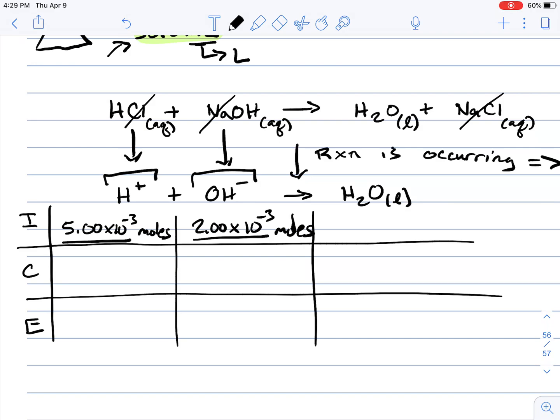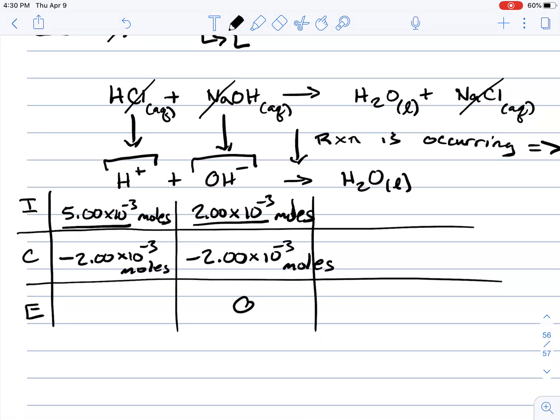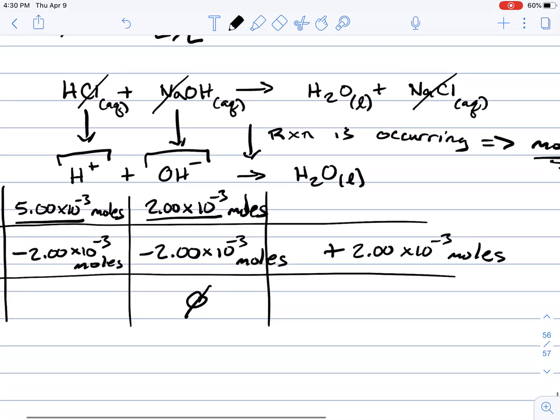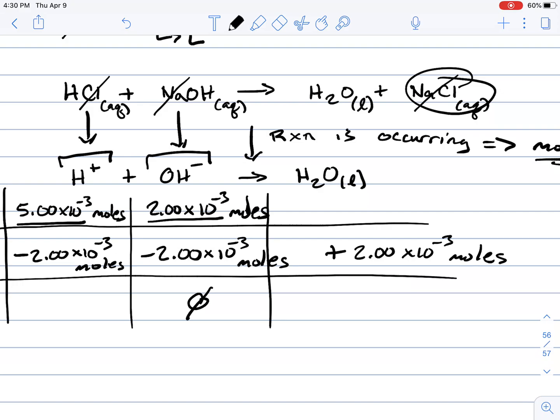So it looks like after this reaction has occurred, all of the hydroxide will be consumed, and it will take down that many moles of hydrogen ions. And at equilibrium, we'll have no hydroxide left. And yes, we are going to produce water, so we're going to add 2.00 times 10 to the negative 3 moles. And if you bring down the sodium chloride, we also produce that same amount.